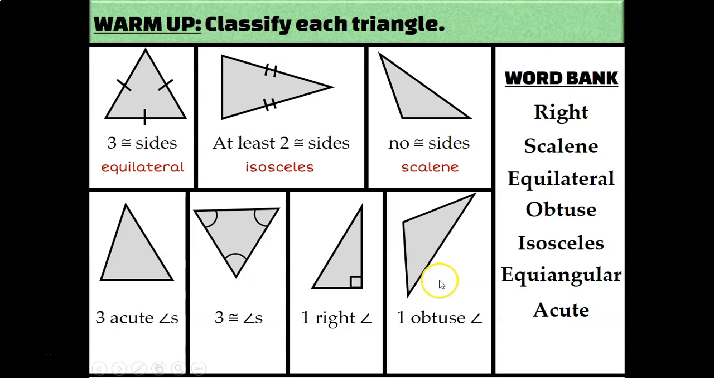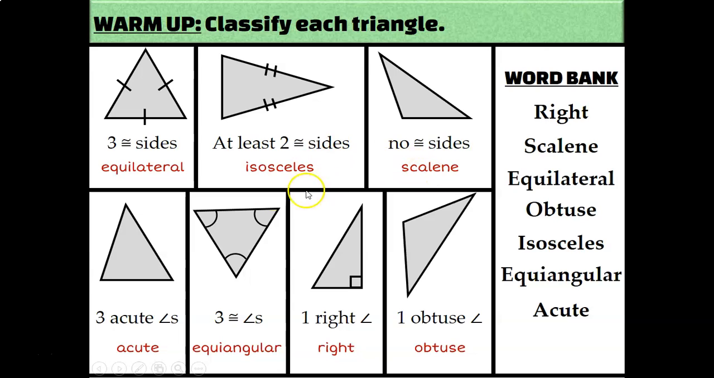The angles, I think, are the easiest names to give out because if it has 3 acute angles, it must be an acute triangle. If all 3 of the angles are the same, then it must be equiangular. If one of the angles is right, then it must be right, and if one of the angles is obtuse, then it must be obtuse. So classifying by the angles is pretty straightforward.